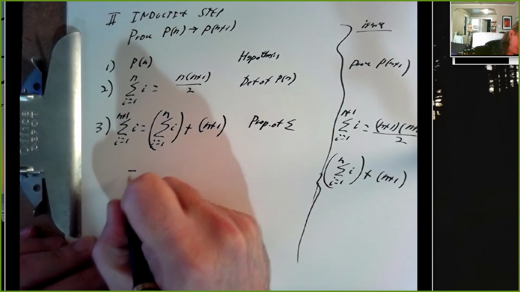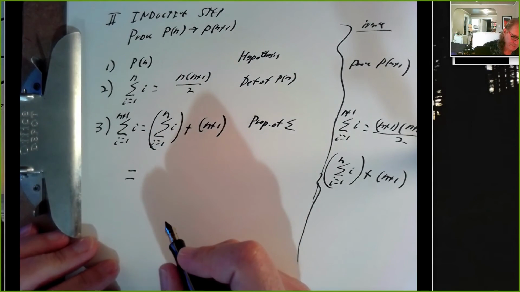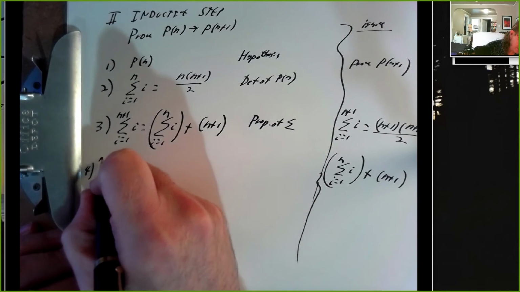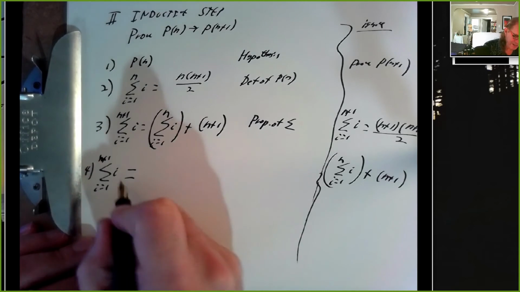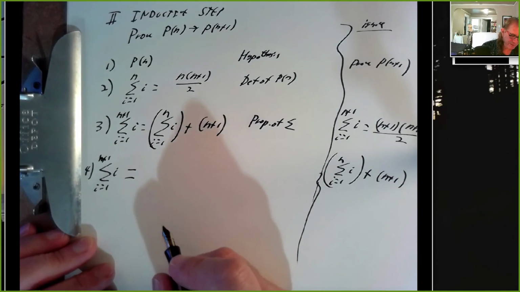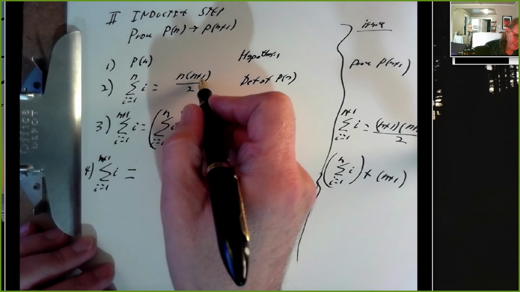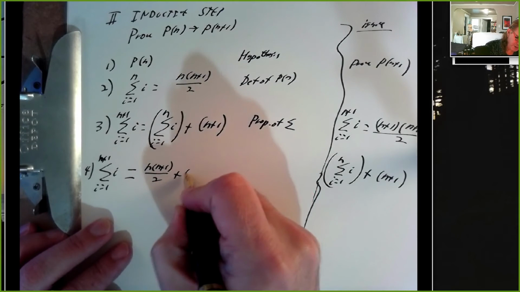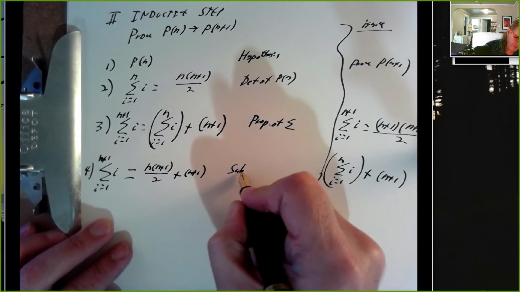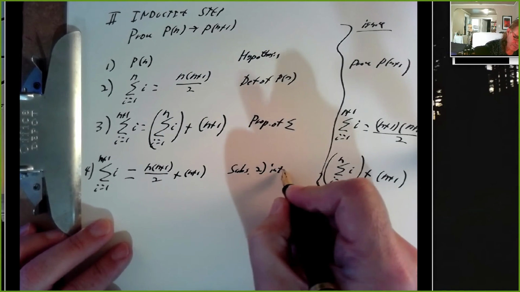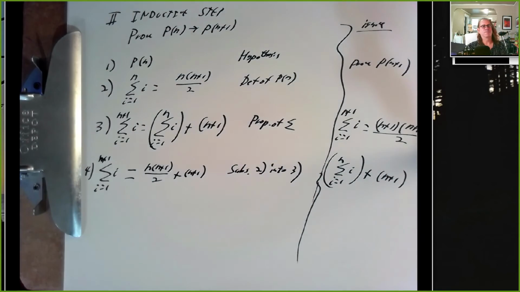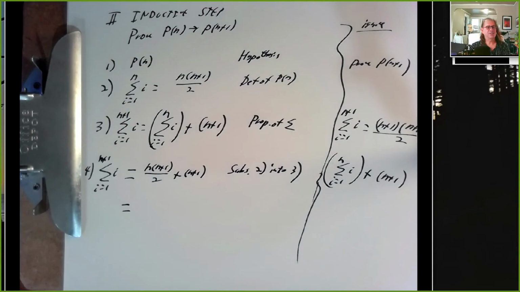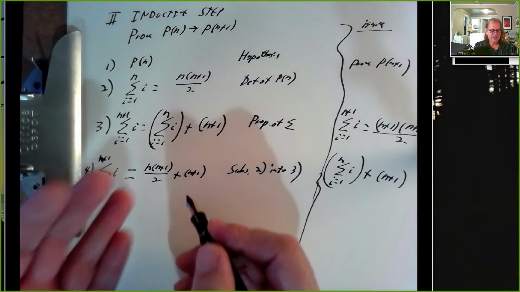Okay? But now I'm going to say that's equal to, and I'll be formal about this, I'll write down the left-hand side again. And that's equal to, but I'm going to replace this summation with n times n plus 1 over 2 plus n plus 1. And that's substituting 2 into 3. And now I'm not going to keep writing the left-hand side. I'm just going to keep modifying this right-hand side.